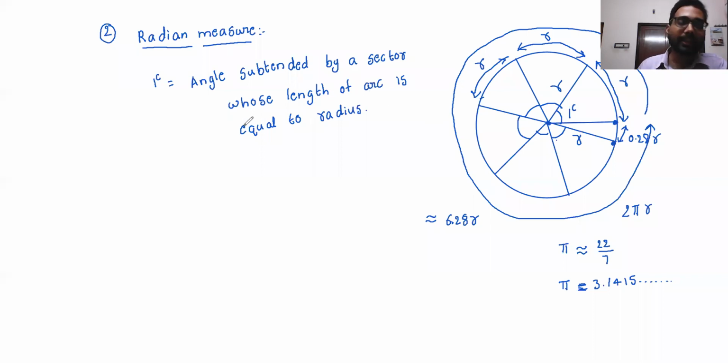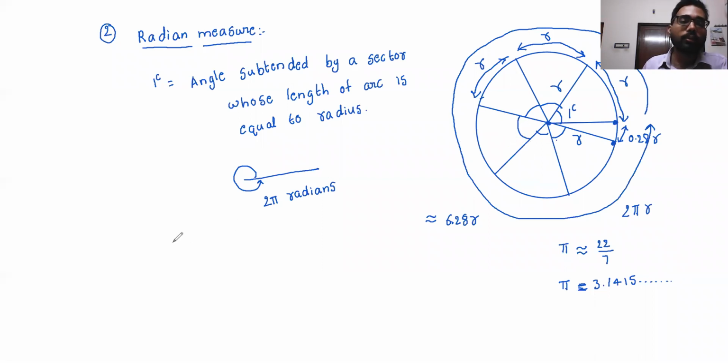So that's why the angle at the center is 2 pi radians, approximately 6.28 radians. This complete angle is 2 pi radians. This is the definition of 1 radian, and we know the angle at the center is 2 pi radians because of this. Clear?